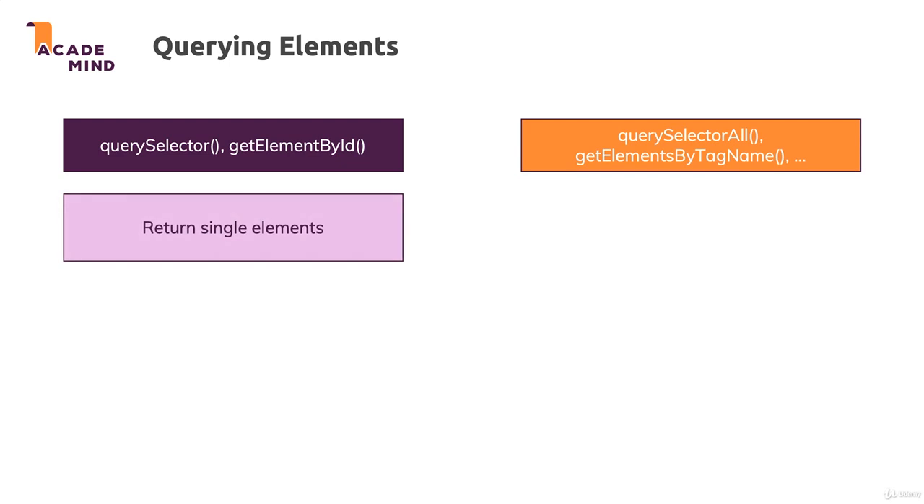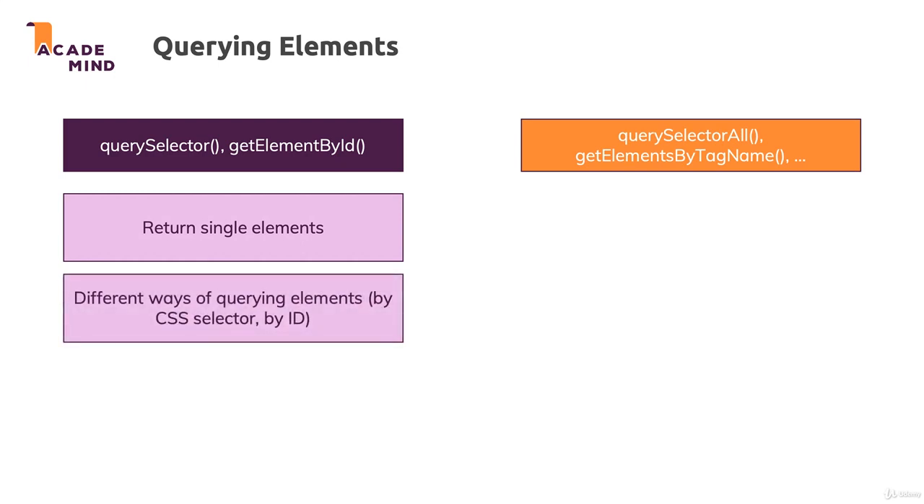So you can get access to single elements with querySelector and getElementById. And these are simply different ways of querying elements. querySelector takes a CSS selector, as you could use it in a CSS file. Even pseudo selectors are supported, and gives you therefore a lot of flexibility and power when it comes to selecting elements with complex queries in your DOM.